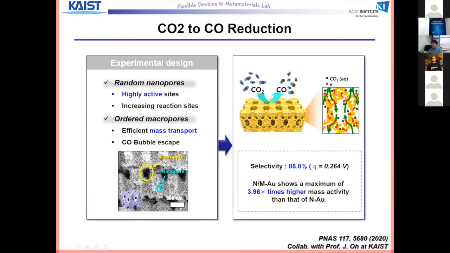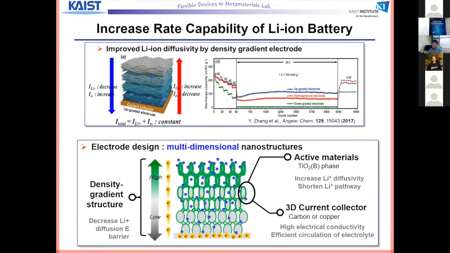So this is work with Professor Jeon in our department. And this student, after finishing this, moved to Professor Xiaodong Chen's group as an exchange graduate student. And what Professor Xiaodong Chen's group's specialty at that time was the lithium-ion battery rate capability.